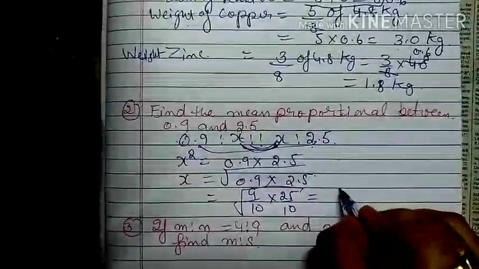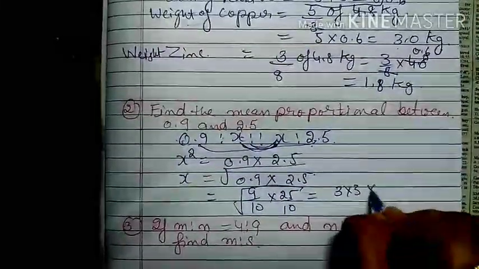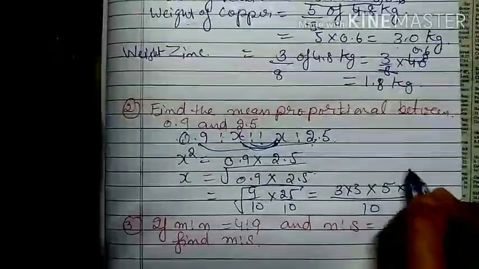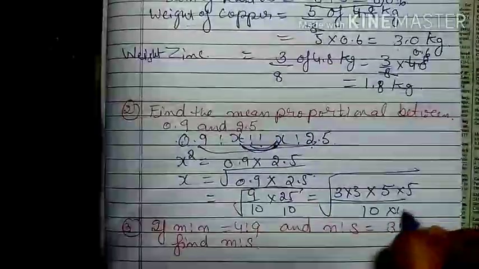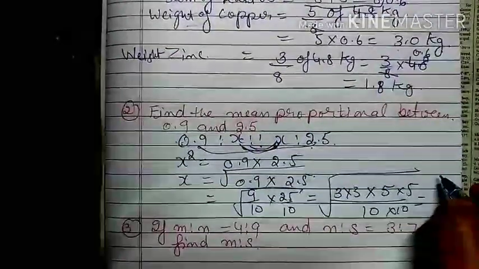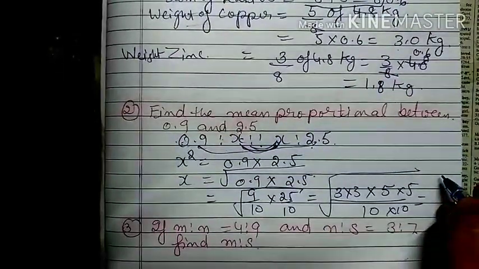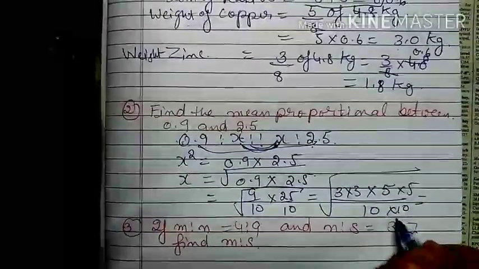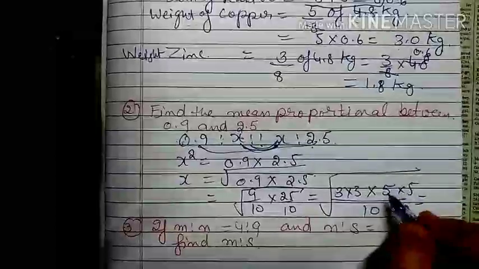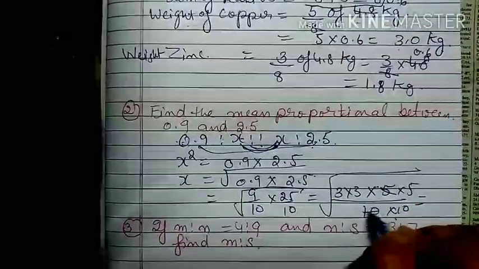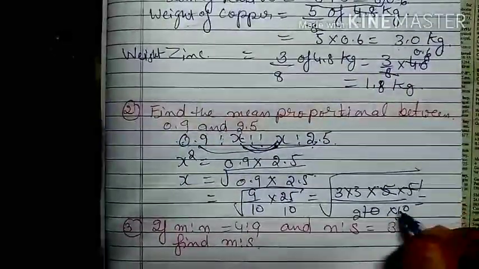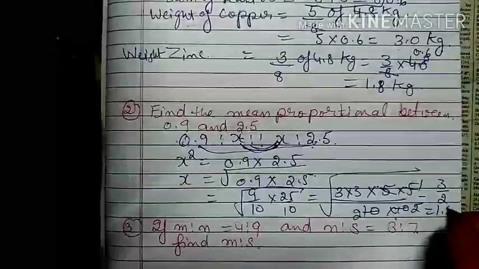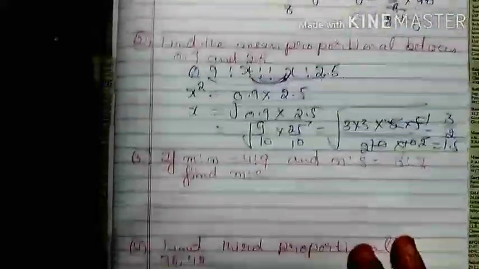So 9 can be written as 3 into 3, a pair of 3s, and 25 is a pair of 5s, and 10. So all the terms are under the square root. If you remove the square root, the pairs come out like that. If there is cancellation, you can also do the cancellation: 5 ones are 5, 5 twos are 10. So ultimately 3/2 is left and your required answer is 1.5.